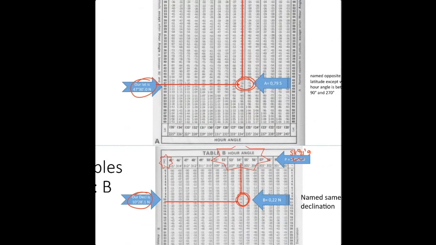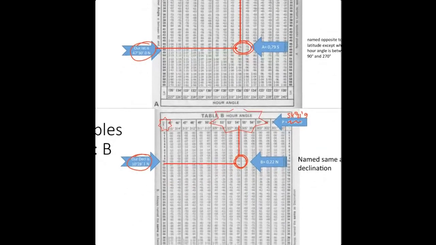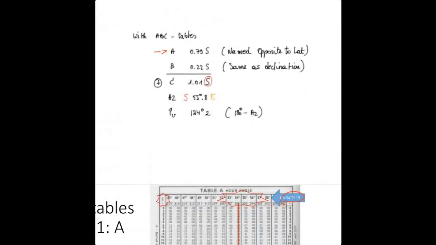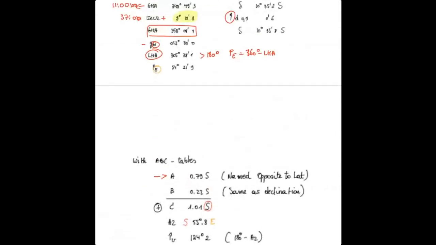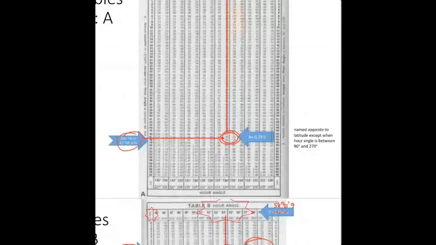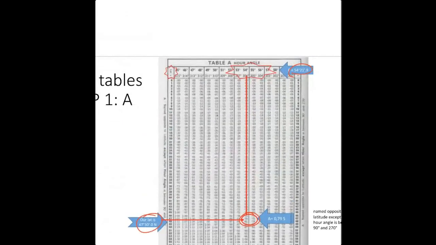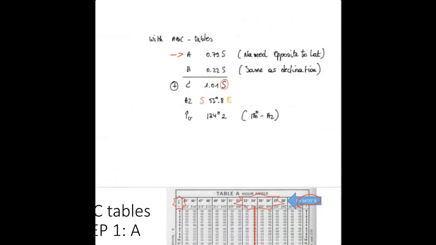Okay, the first, A, is named opposite to latitude. Our latitude is north, so A will be named south, and our declination is north, so B will also be named north. Okay, so this is how we get... Excuse me, I forgot to change these things here. Our declination is south, so our B value will also be named south.